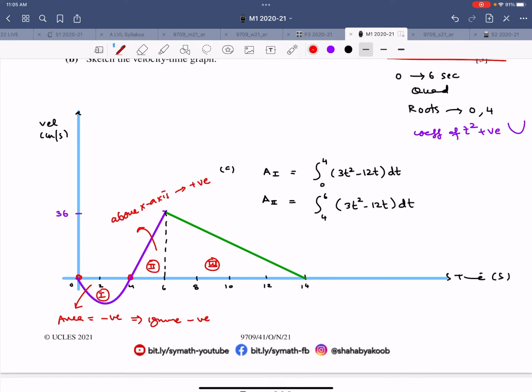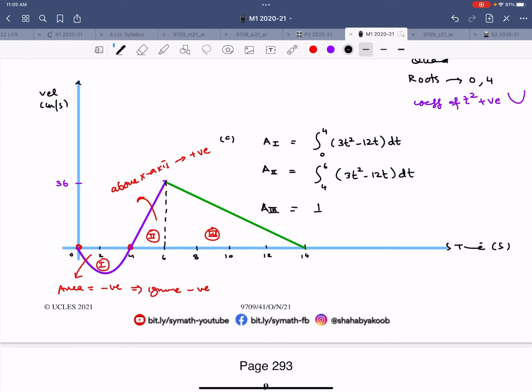Be very, very happy. And the third part that you can do using integration, you can also do using a triangle. So the difference between 6 and 14 is 8, and the height is 36. So these are the three things that you will add, and that would be the total distance covered. So that is the working for this particular question.